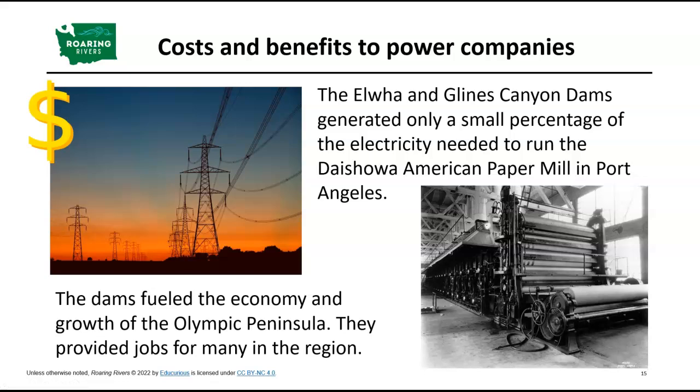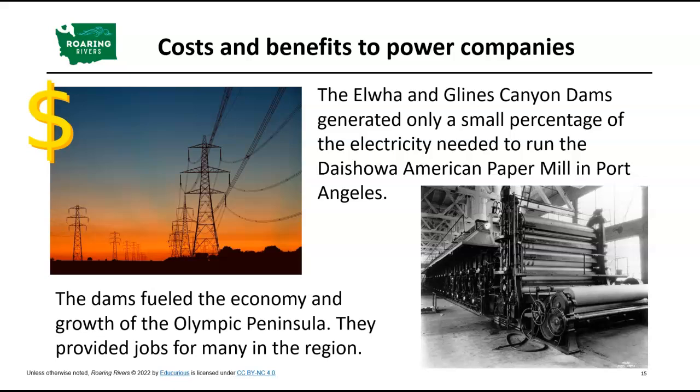Costs and benefits to the power companies. So anytime there's a dam, there's a power company, almost always, using the dam to generate electricity. And these particular dams, the Elwha and Glines Canyon dams, have fueled historically the economy and growth of the Olympic Peninsula, right? They provide a lot of jobs within that region. So the power company is going to need to find a new source for power if these dams are torn down, and that might be windmills, that might be solar cells, right? They're just going to need to look at additional options for that, and that will entail some cost to them.